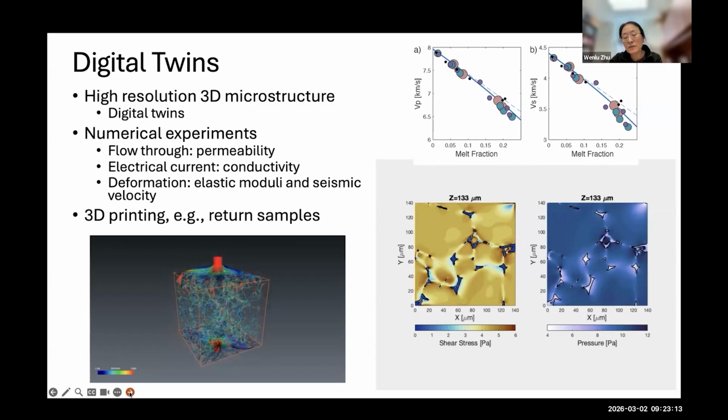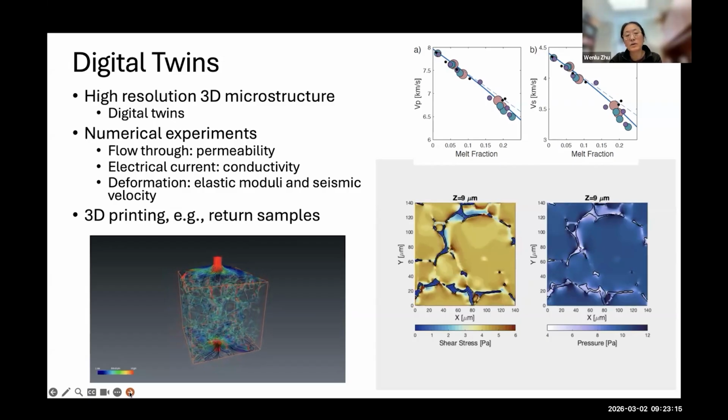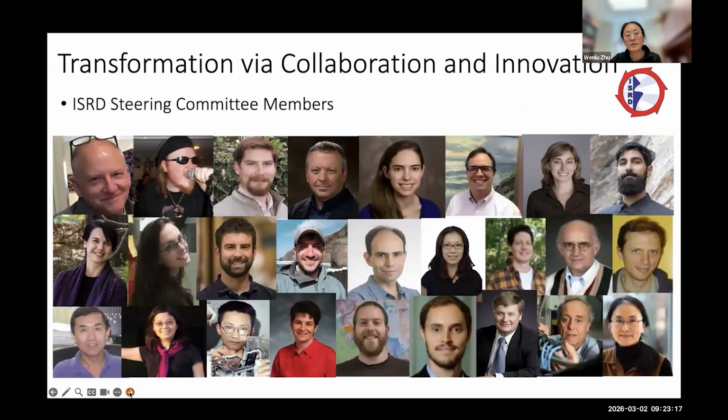So with all of this, a group of us 7 years ago decided that the time was right for us to bring this to a more formalized collaboration. And that's how the in situ study of rock deformation proposal was written in 2019.